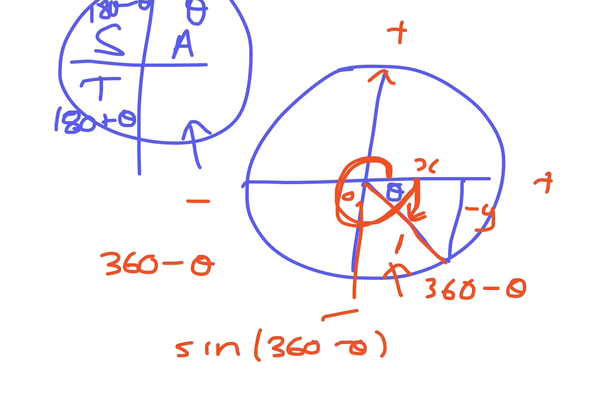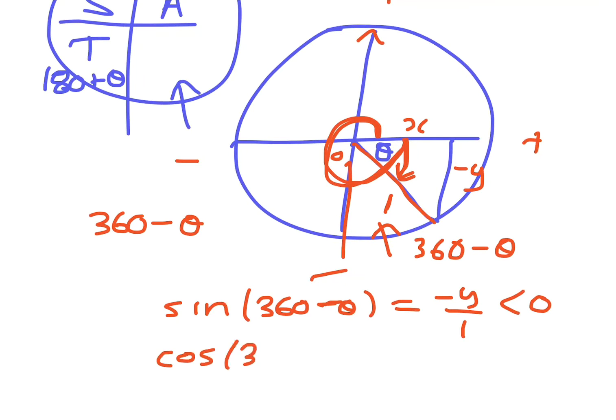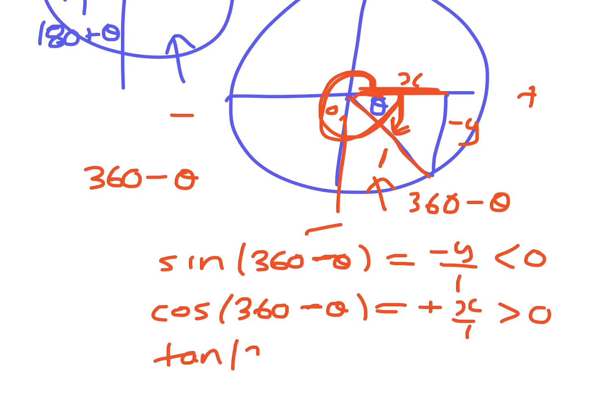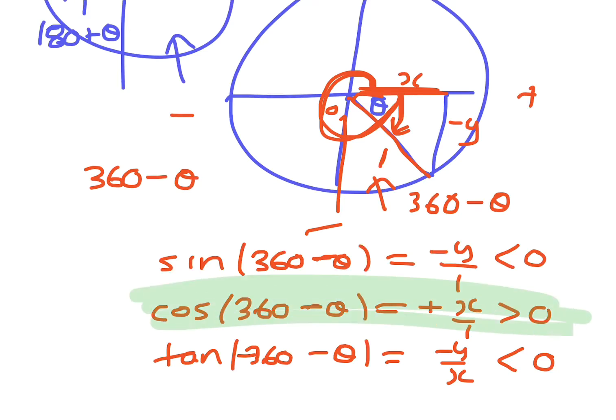So sine of 360 minus theta will be minus y on 1, so it will be less than 0. Cos of 360 minus theta will be positive x on 1, which is positive, and tan of 360 minus theta will be minus y on x, which is less than 0. Okay, so the only one that's positive in this one will be the cos. So in that quadrant, it's only the cos that is positive.